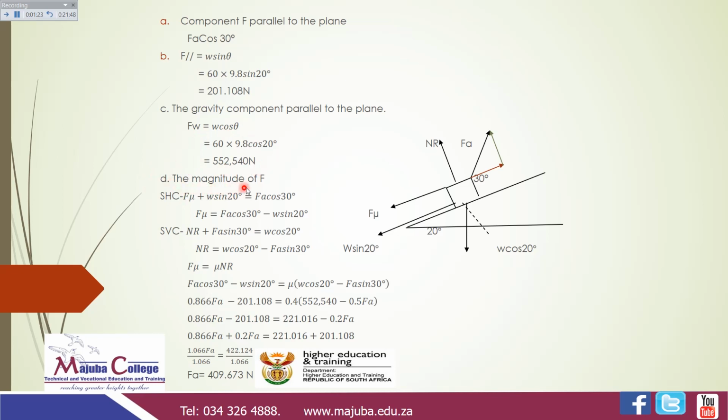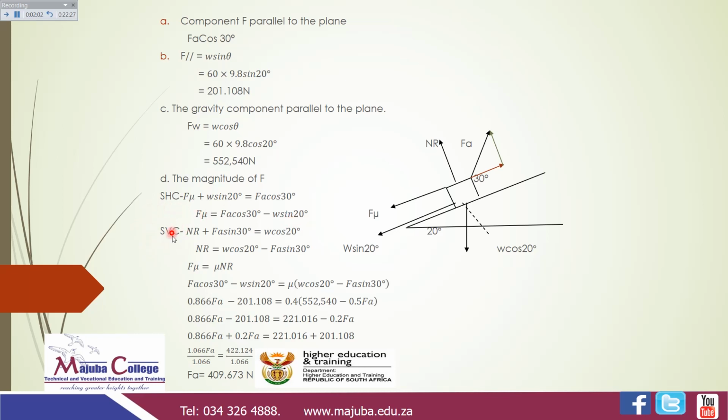And D, we have to get the magnitude of F. And even here, we're going to take the sum of vertical components and the sum of horizontal components as we've done before. So for the horizontal components, or for the parallel forces, your FU together with W sin theta, they are moving down. They are opposed by FA cos 30. So you will make FU the subject of the formula. So FU will be equal to FA cos 30 minus W sin 20.